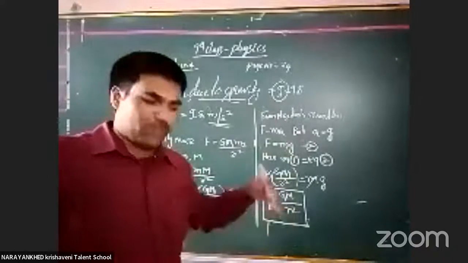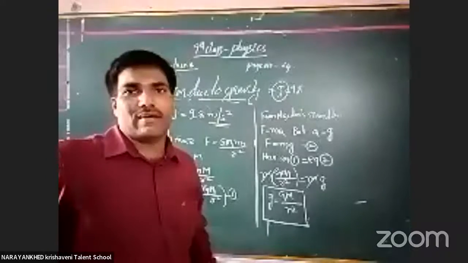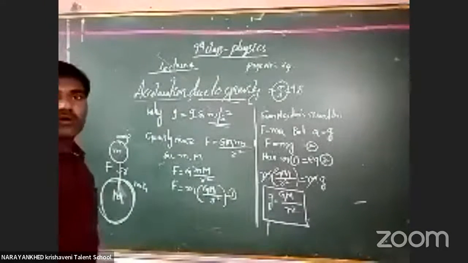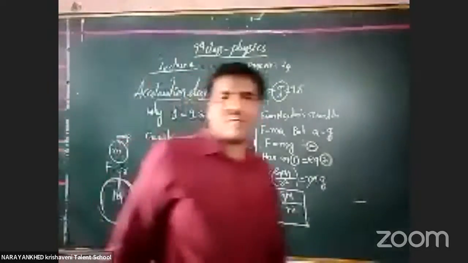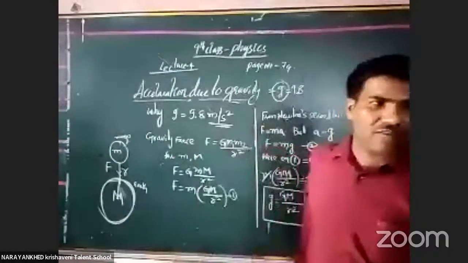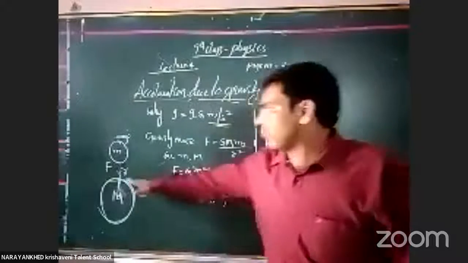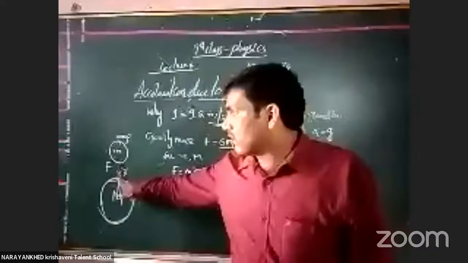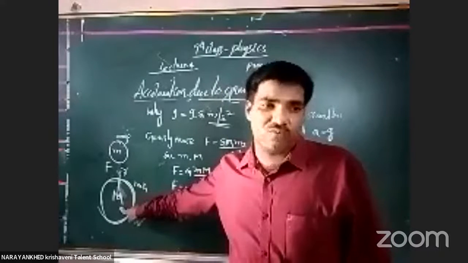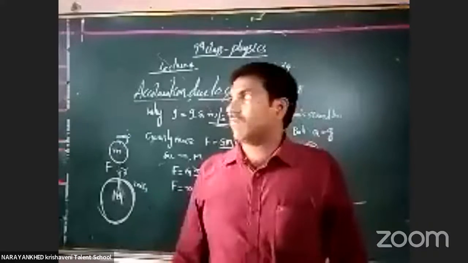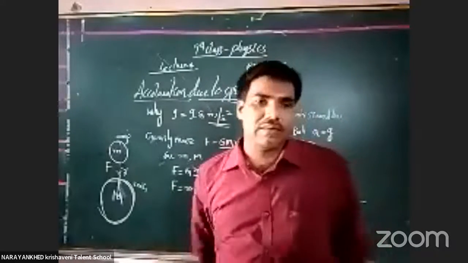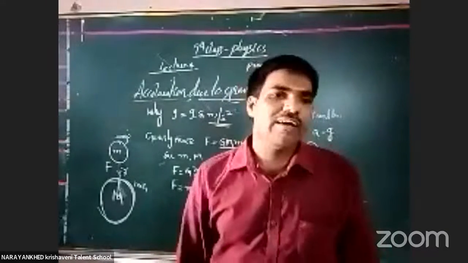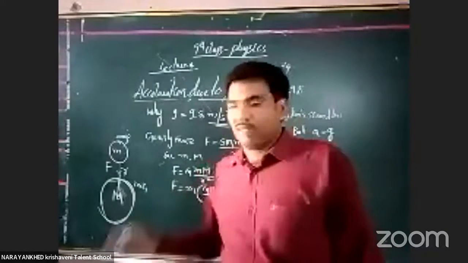Okay, clear or not? Suppose we are on the surface of Earth. We take the distance up to the center of Earth. Where is the gravity there for the body? At the center of the body. That is why we take the center of Earth. Then what does the distance become now? The radius of Earth. The radius of Earth is 6,400 kilometers. Got it or not? What is the radius of Earth? 6,400 kilometers.